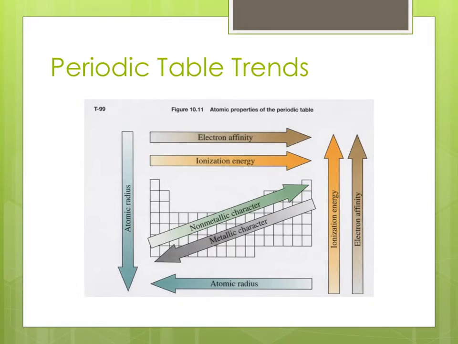Some other trends that we're going to focus on in this lecture are specifically the ionization energy. So we're going to talk about what that means, and we're also going to talk about atomic radius as well as electronegativity. There are numerous trends that we could talk about. We're just going to focus on those three in this lecture.